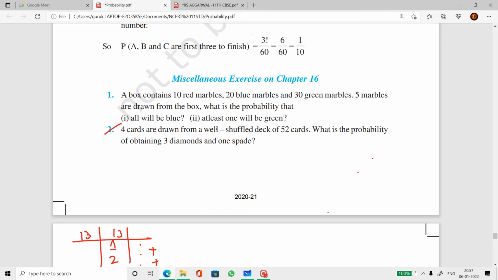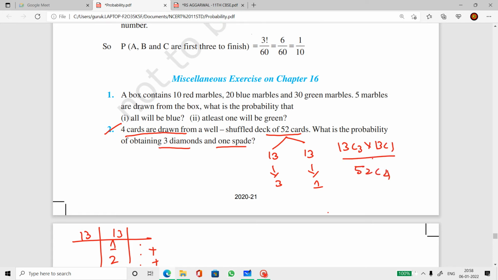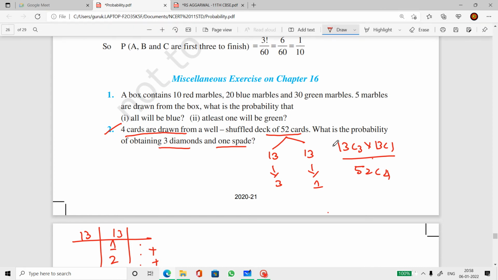So question number 2. 4 cards are drawn from a pack of 52 cards. What is the probability it has 3 diamonds and 1 spade? Out of 52 cards, there are 13 diamonds and 13 spades. We are asked to select 3 diamonds from 13 diamonds and 1 spade from 13 spades. So the selection process will be 13C3 into 13C1 by 52C4. Out of the total, we are selecting 4, of which we select 3 diamonds from 13 diamonds, and 1 spade from 13 spades.